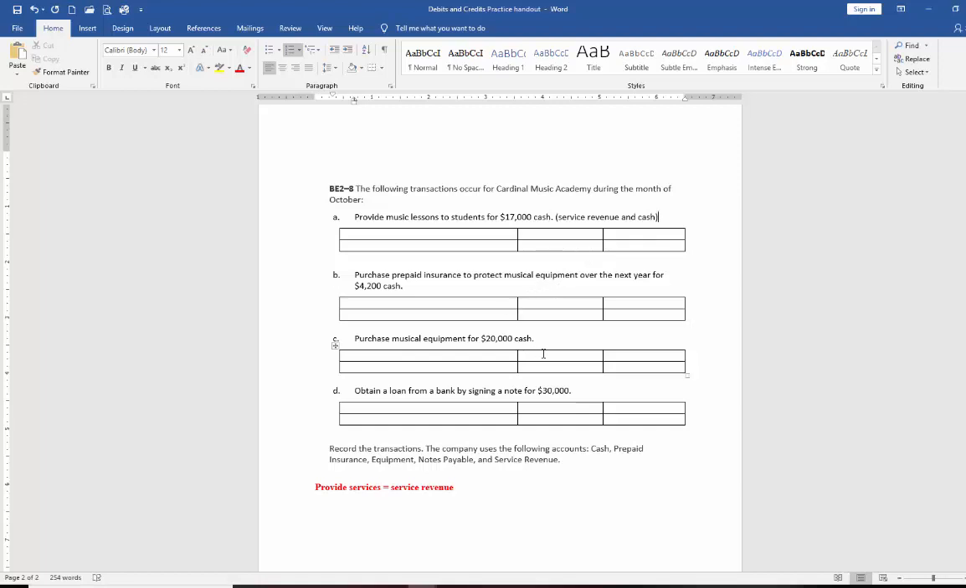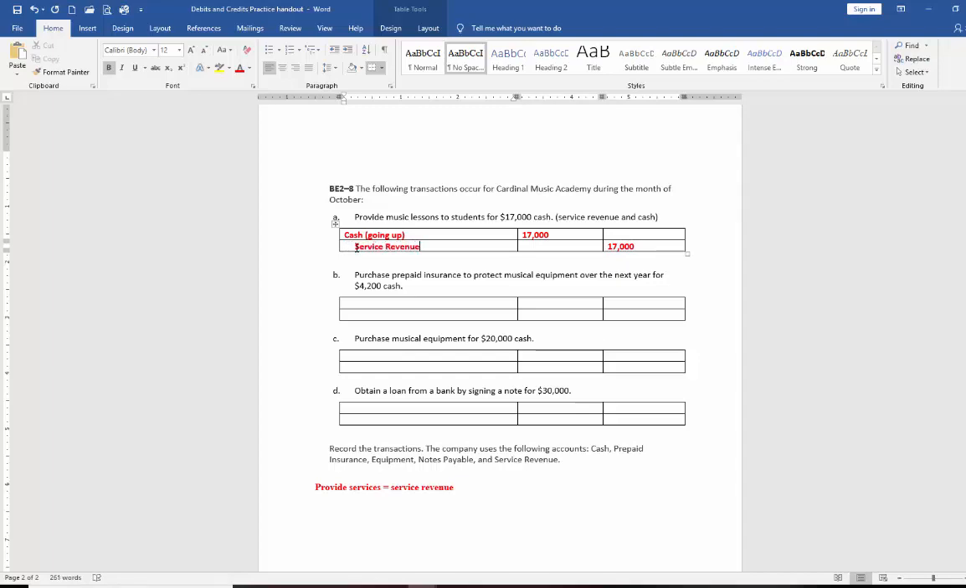Now, which one's being debited? Which one's being credited? All right. Is cash going up or is cash going down? Well, if you provided services to students, they probably paid you money, right? So your cash is going up. So you're debiting your cash. Let's put our credit in there. And we're going to credit service revenue.